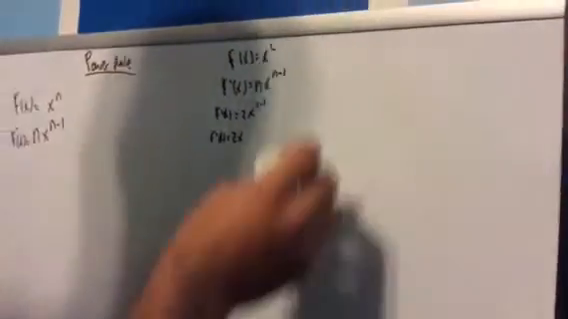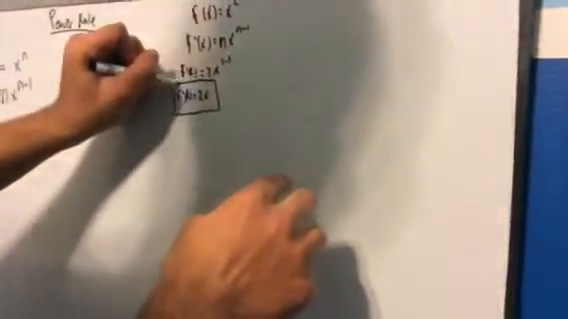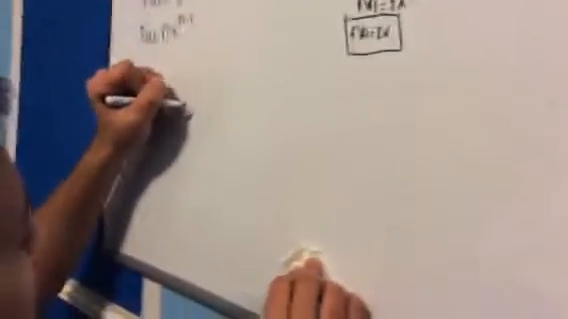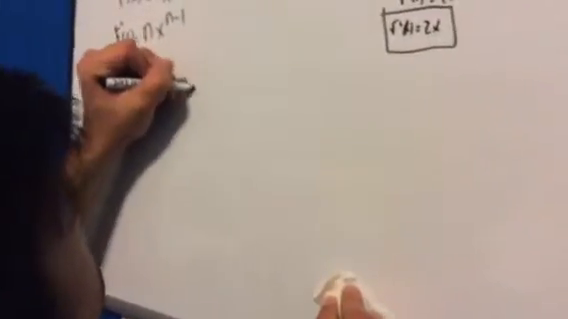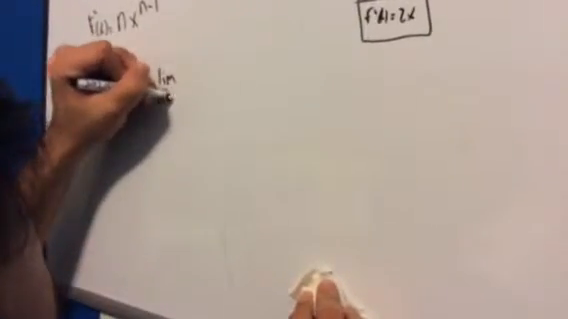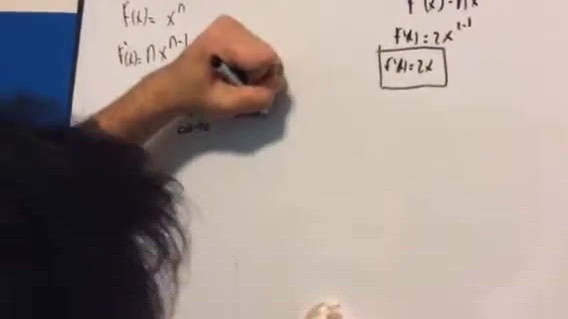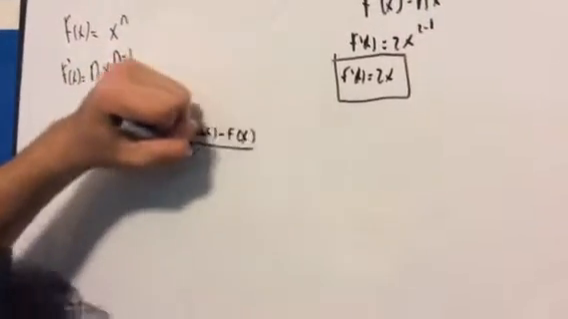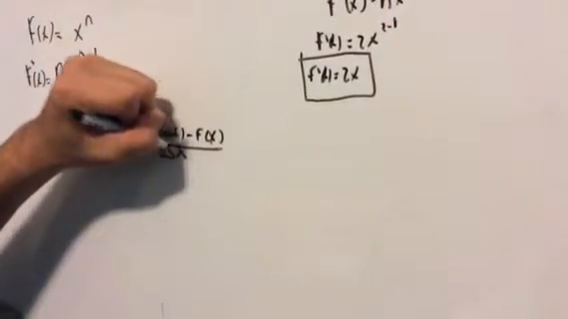Right? So we're going to prove this. We're going to prove this derivative right here using the definition of a derivative. The definition of a derivative states that the limit as the change of x approaches 0 is f of x plus the change of x minus f of x all over the change of x.